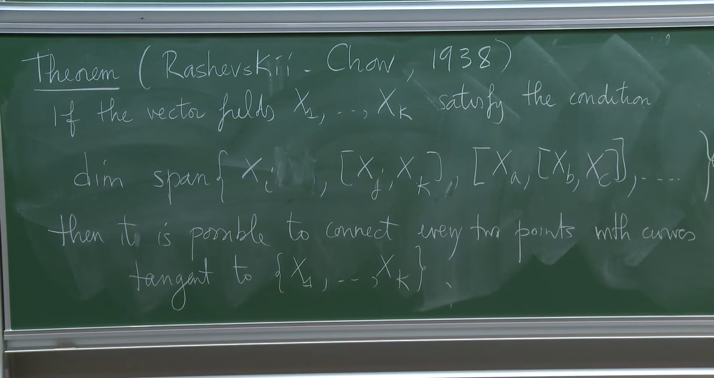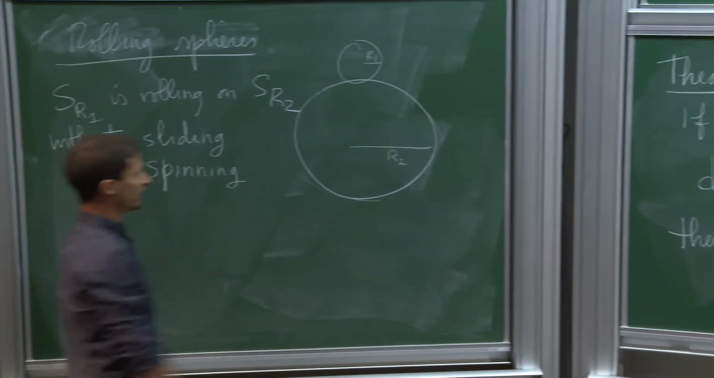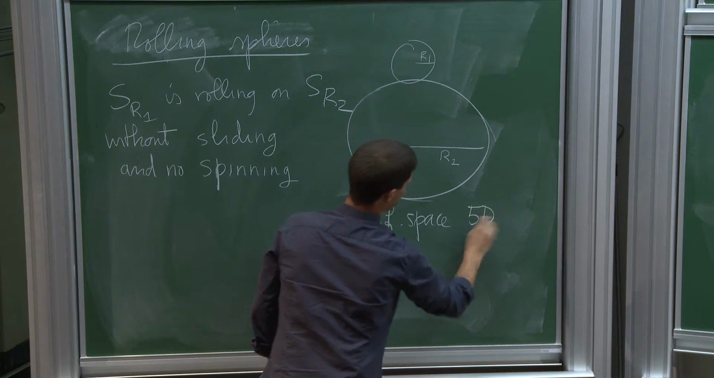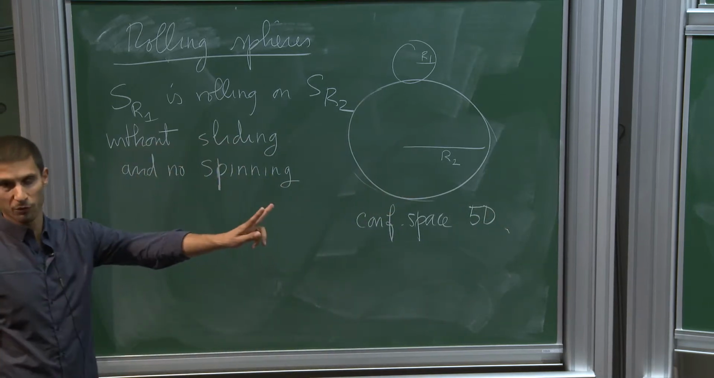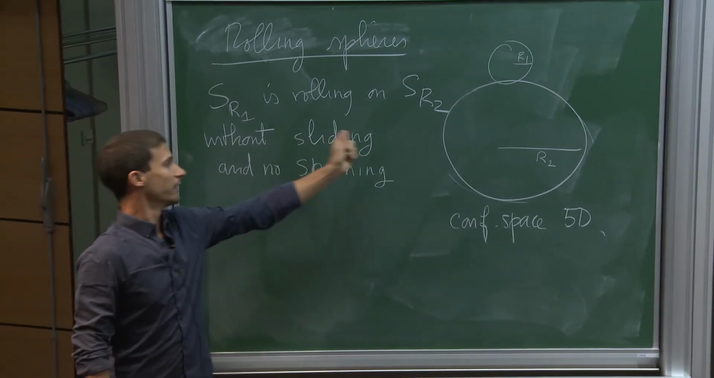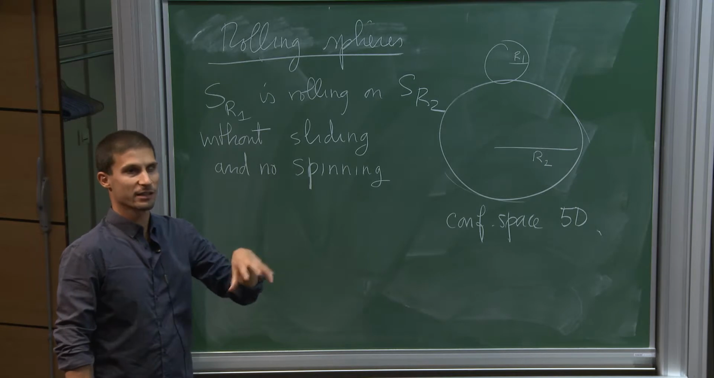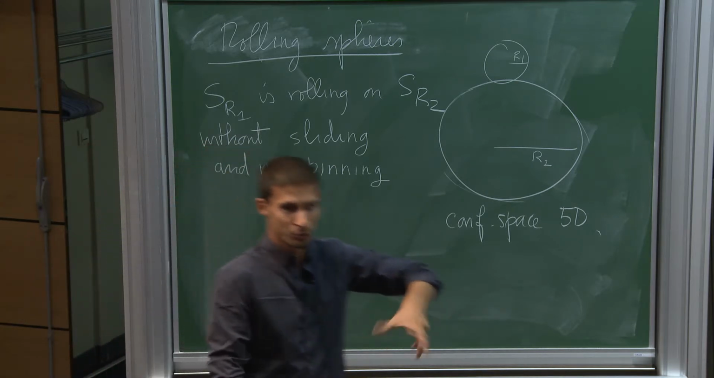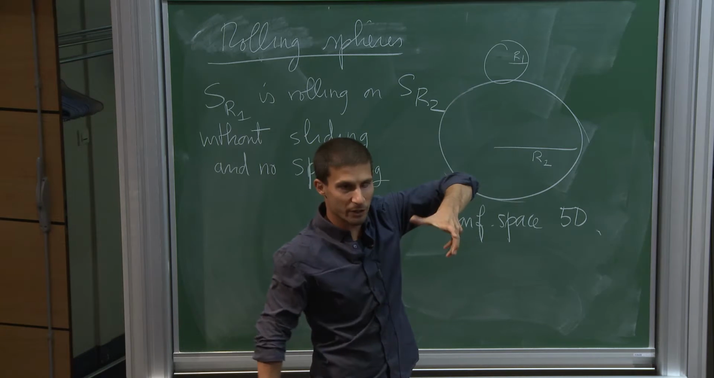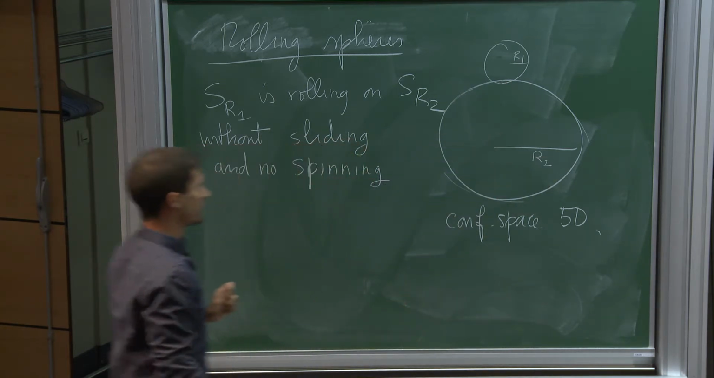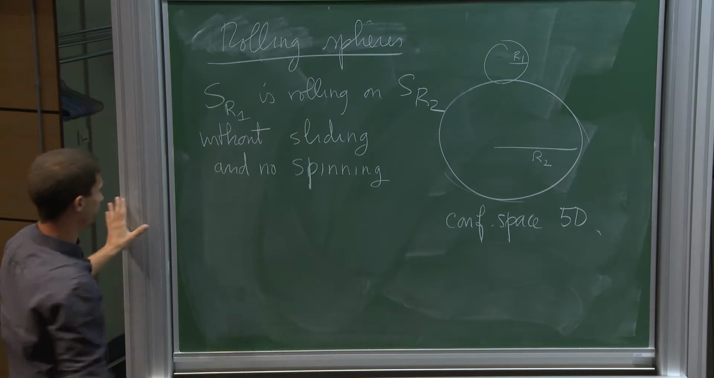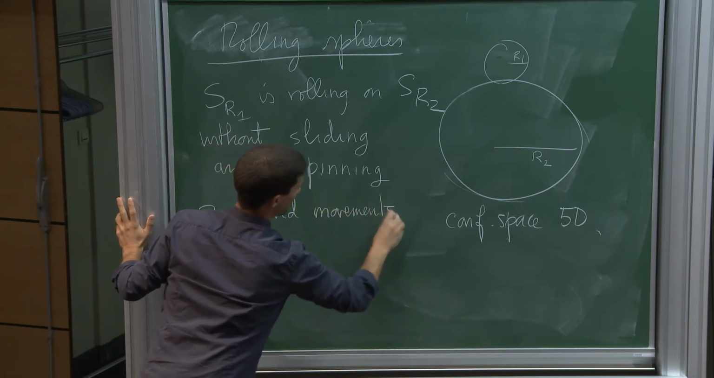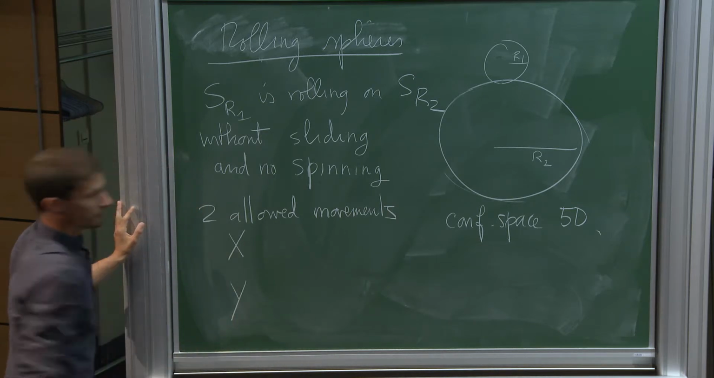So the idea is that this space, as I said, is five-dimensional. Okay, so the configuration space is five-dimensional. And we have two possible movements because we are removing sliding, and so we can slide in two independent directions, and we are removing spinning, which, I remember, means to turn the sphere above without changing the contact position. Okay? Just change the orientation. So two allowed movements, which are indeed two vector fields.